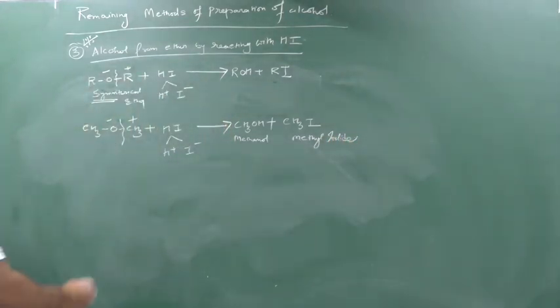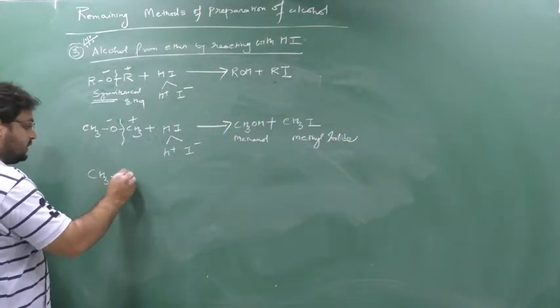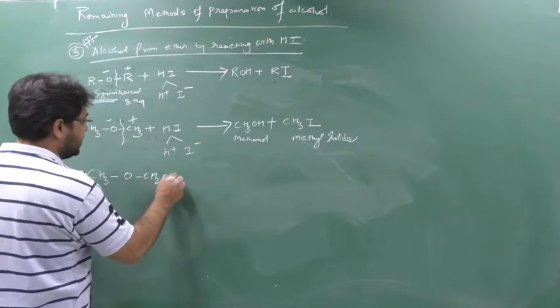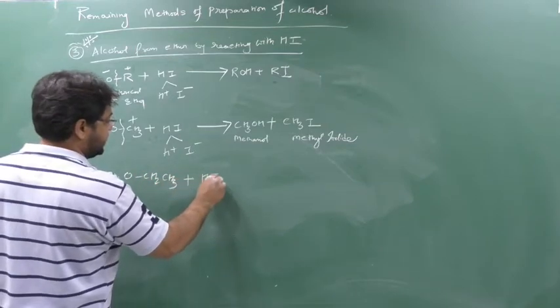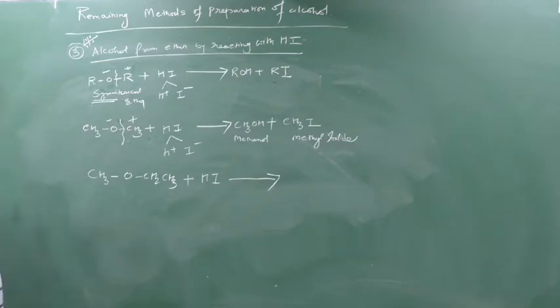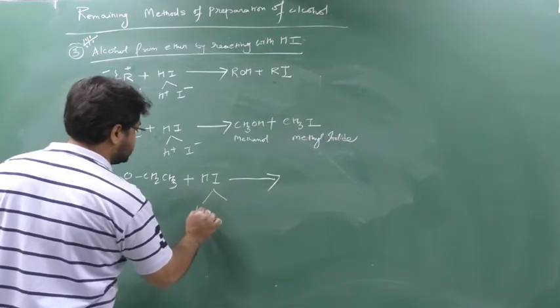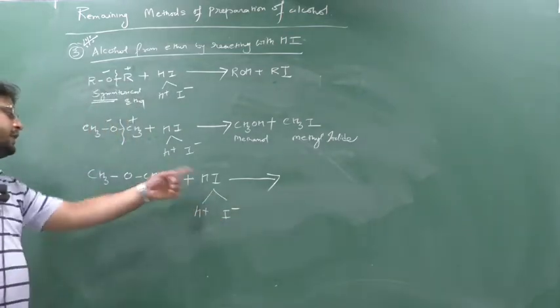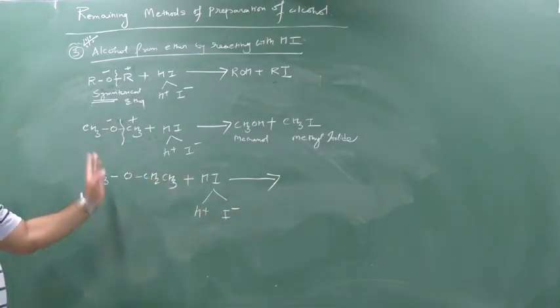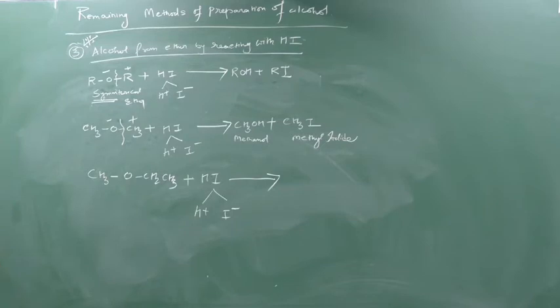Clear? Suppose I am taking CH3OCH2CH3. Now I am taking this HI. So now see here, how does the splitting occur? So this is the important point, H plus and I minus. Now whenever iodine comes, I cannot split however I wish. No, I cannot. So how to split here?